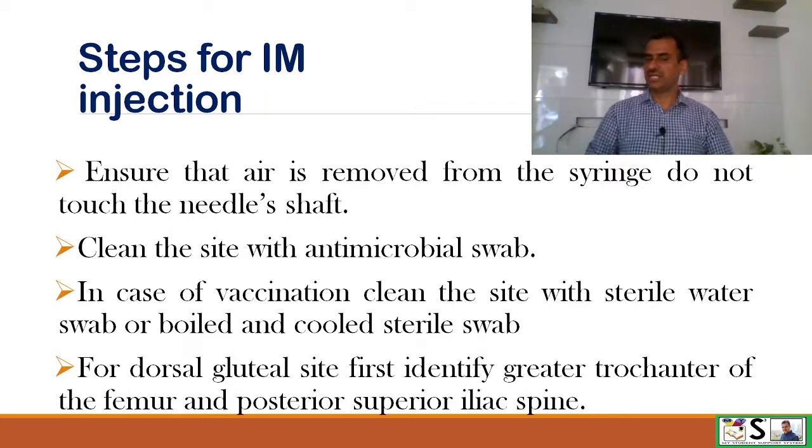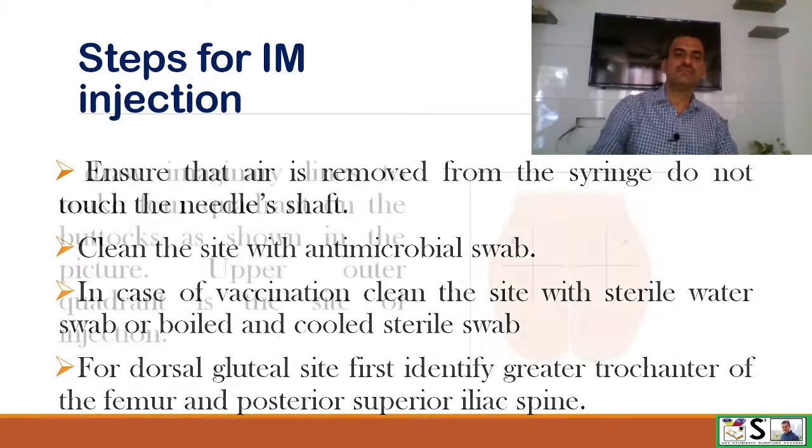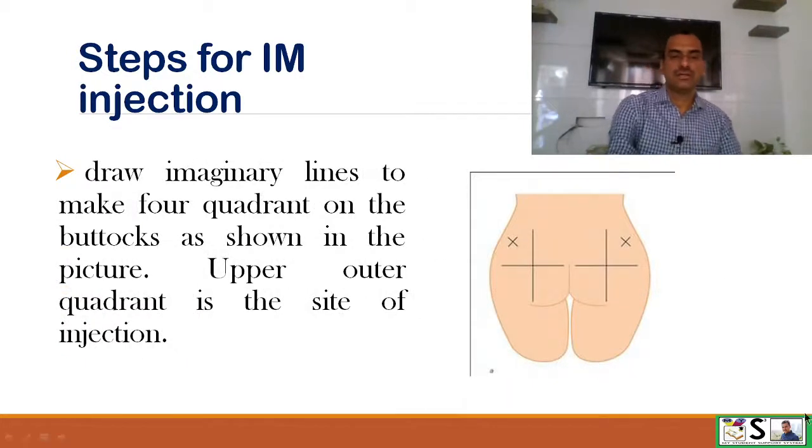Clean the site with an antimicrobial swab, but in case of vaccination, clean the site with sterile water or a boiled and cooled sterile swab. For the dorsogluteal site, first identify the greater trochanter of the femur and the posterior superior iliac spine, and then make imaginary lines like this. This is the posterior superior iliac spine. Make one line here, and this is the greater trochanter. Make one line here. So a cross is made.